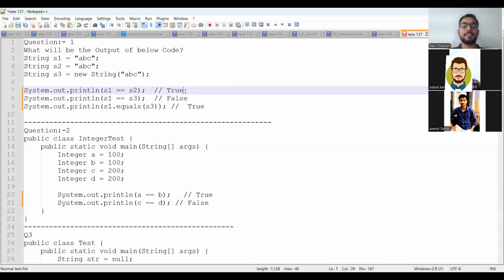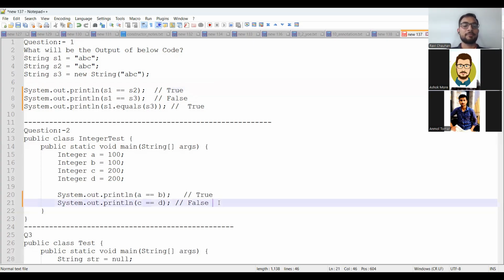Basically, in a string literal, we can store the value in the string constant pool. And in the string constant pool, the string is immutable. So the string literal refers to the same value. Suppose S1 and S2 have the same value, then S1 and S2 point to the same value in the string constant pool.